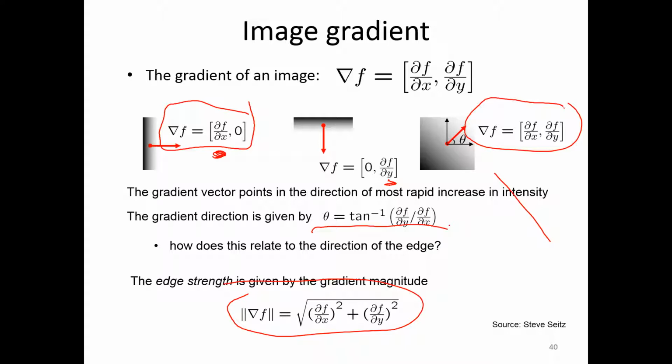Or, I should be careful. The direction of the edge will be the tangent, perpendicular to your gradient, right? Because it's actually pointing along the edge. So for example, you have an edge here, so your gradient should be in this direction, right? You're changing in this direction, so your gradient will be perpendicular to your edge, something like that.